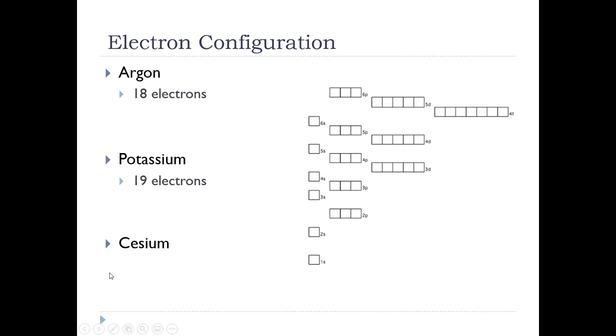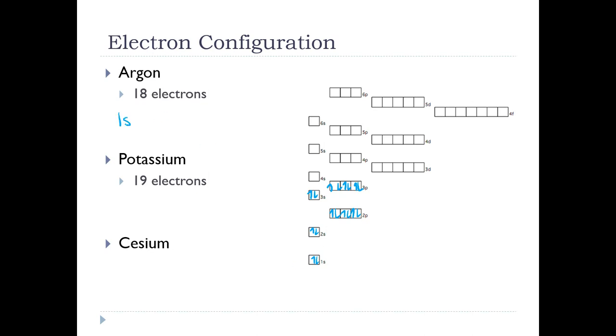All right, let's do argon. Argon has 18 electrons. We're going to go 1, 2, 3, 4, 5, 6, 7, 8, 9, 10, 11, 12, 13, 14, 15, 16, 17, 18. This is argon. Argon has 18 electrons.